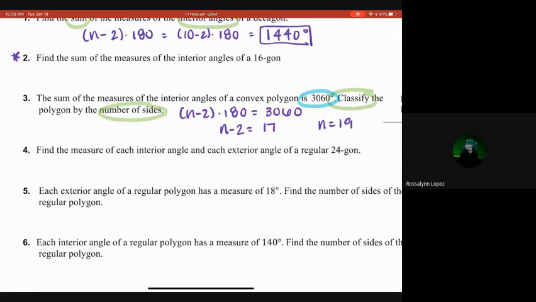So you might just be asked, what are the number of sides? 19. Or if you want to get technical with it, it is a 19-gon. Is technically what that would be called. Okay. So same formula used in a slightly different way.